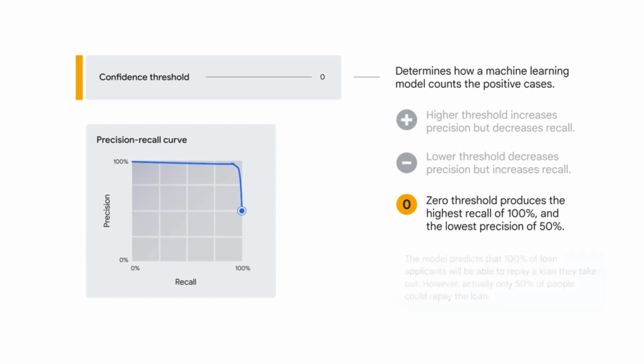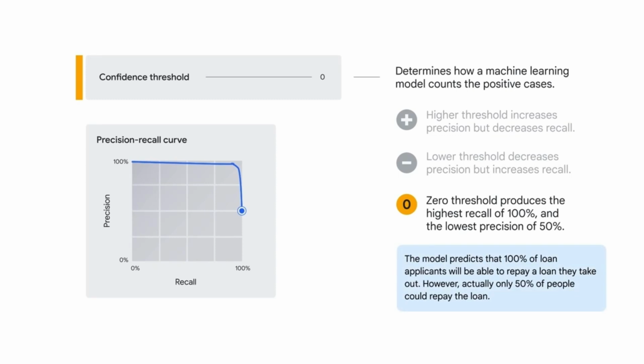So what does that mean? That means the model predicts that 100% of loan applicants will be able to repay a loan they take out. However, actually, only 50% of people were able to repay the loan. Using this threshold to identify the default cases in this example can be risky, because it means that you only get half of the loan investments back.